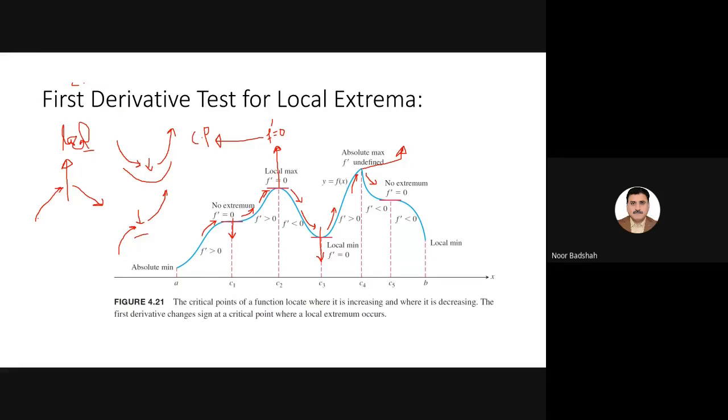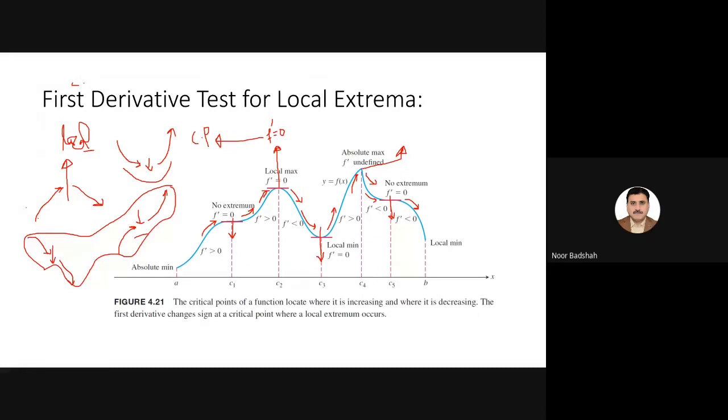While if we consider point C5, the function is decreasing to the left and it is decreasing to the right as well. In that case, what happens? The function will again have no local extreme. Decreasing to the left of a critical point, and still decreasing on the right as well. In these two cases, the function will have no local extreme.